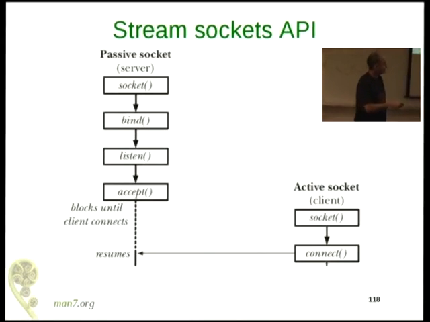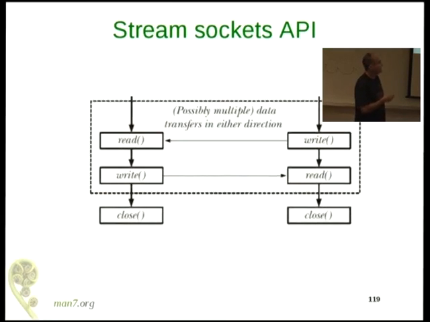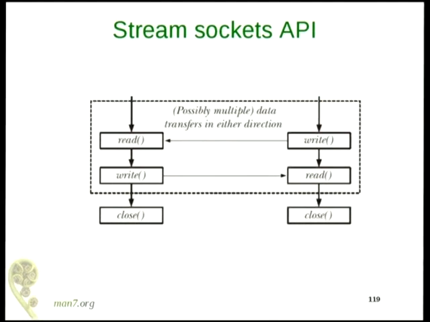Accept blocks until an active socket comes along. Okay, an active client says, I'm going to create a socket, and then I'm going to connect to the address that was specified here by the bind. And at that point, the accept unblocks, and the 2 processes can then communicate using traditional system calls, read and write backwards and forwards. When they've done, they can close their ends of the socket.